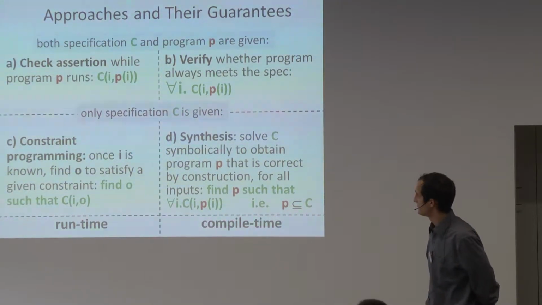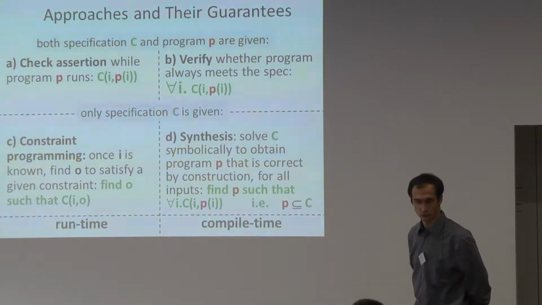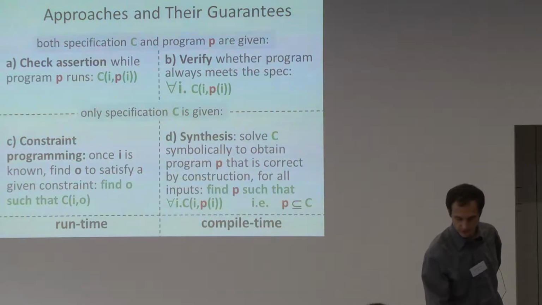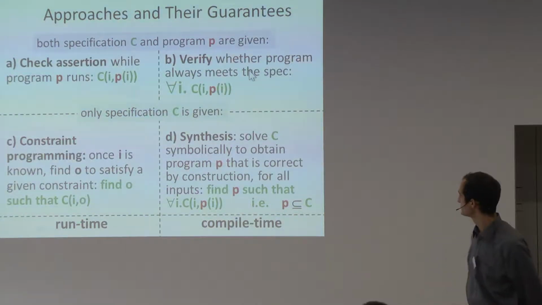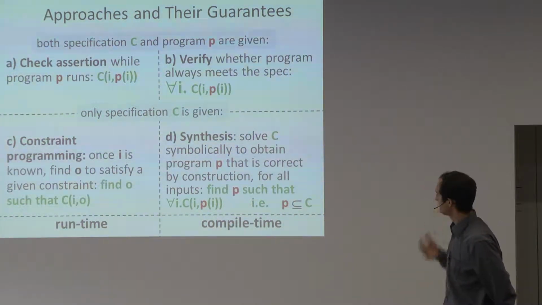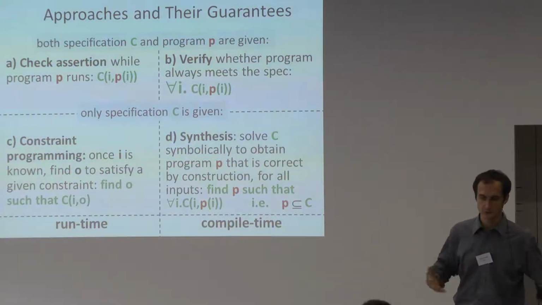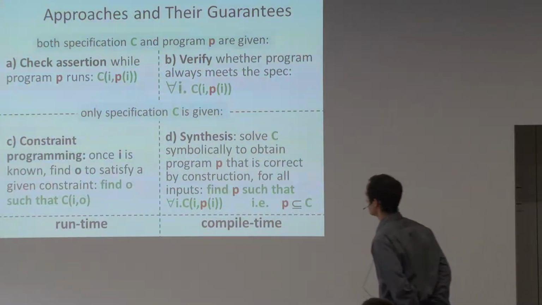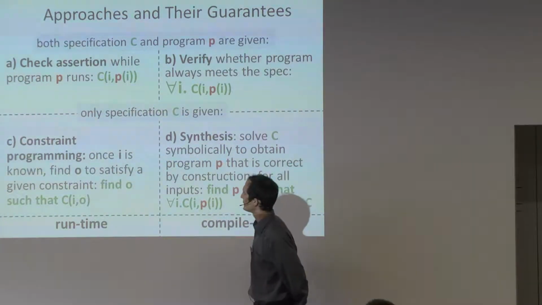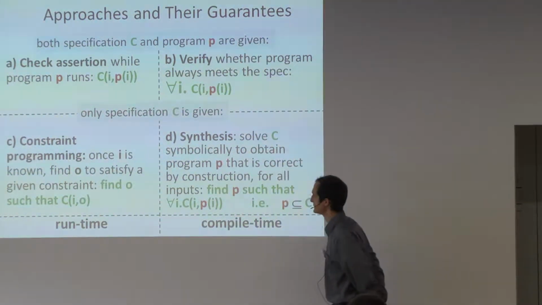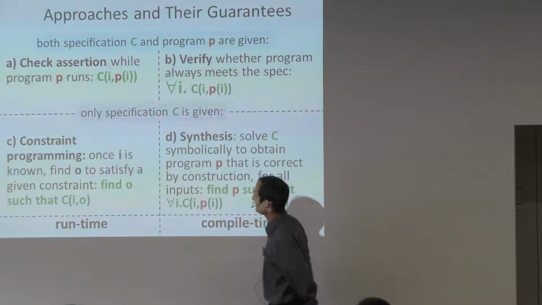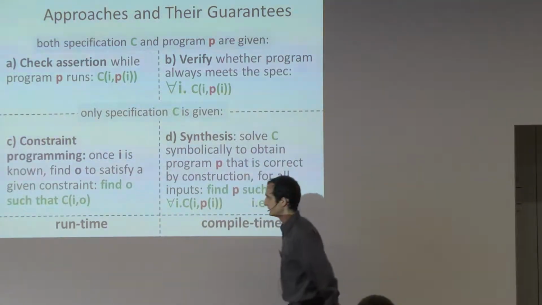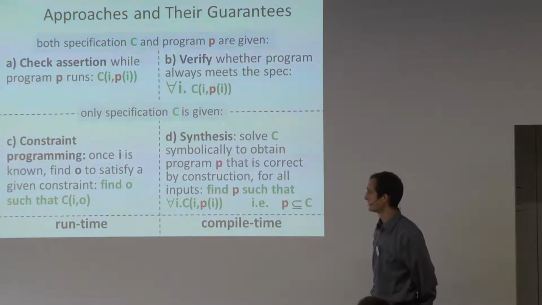Checking assertions at runtime is perhaps the simplest thing that you could do. Verifying that the specification holds for all possible inputs would be a somewhat more ambitious goal. In both of these cases, you have both the specification and the program, so you're just checking consistency. In the other two approaches, you only have the specification. You are trying to use the specification in some sense as a program. So in constraint programming, for every particular input I, you will be finding the output that satisfies the specification. So the constraint solving happens at runtime.